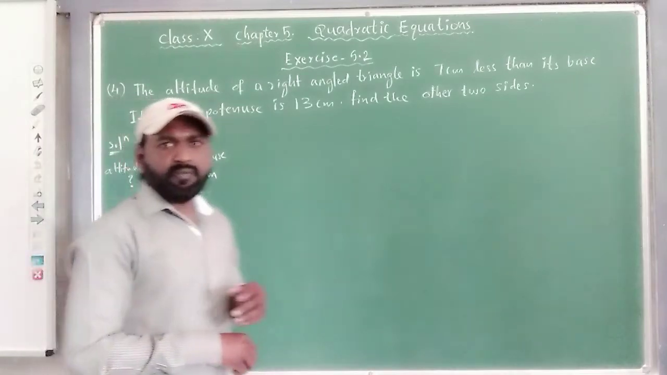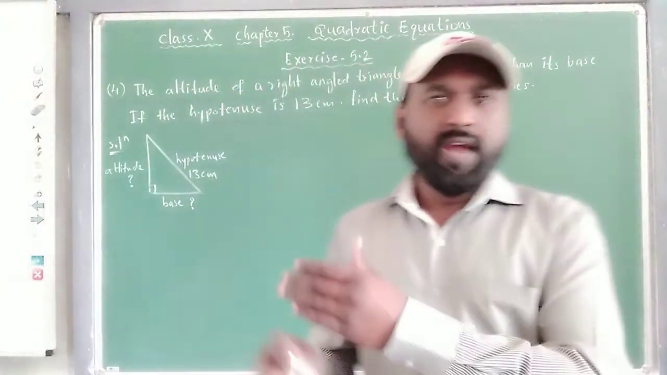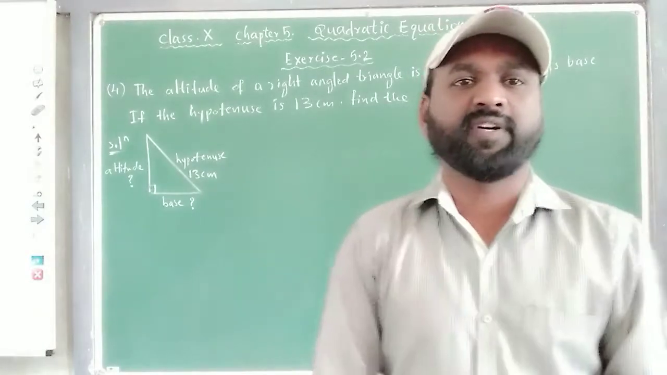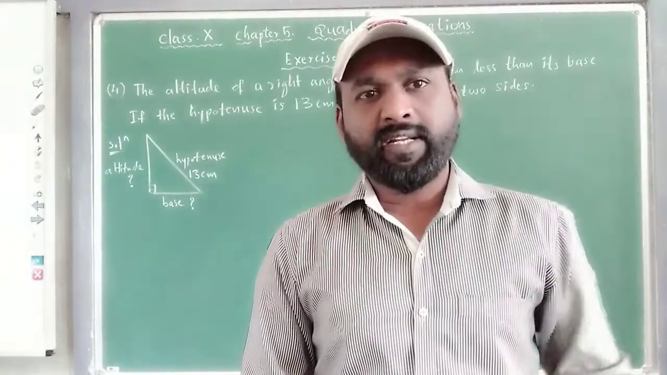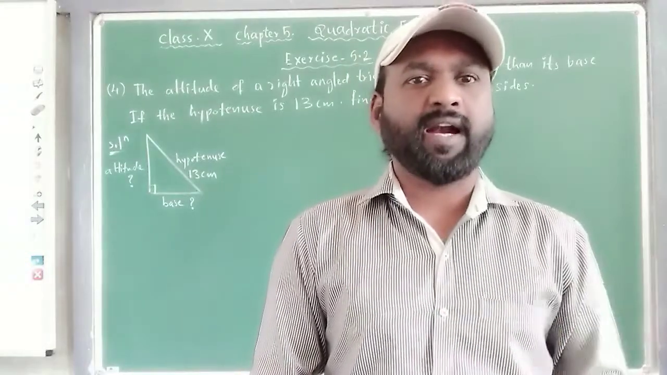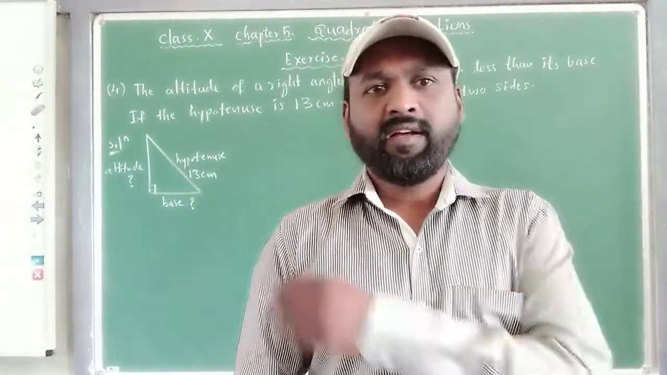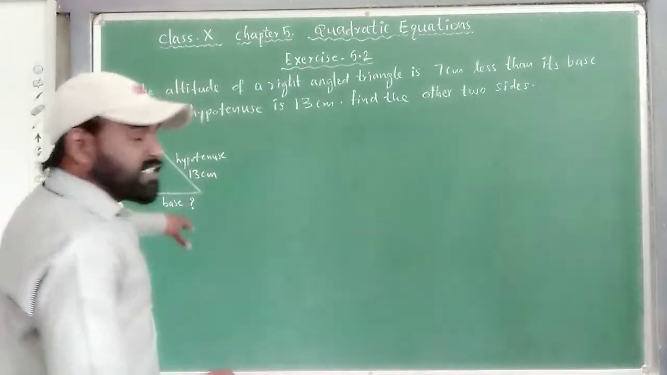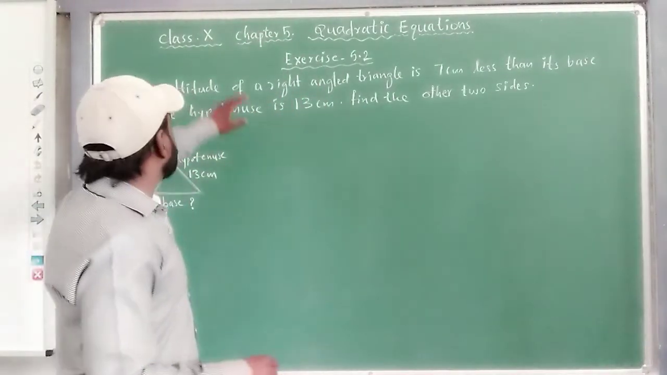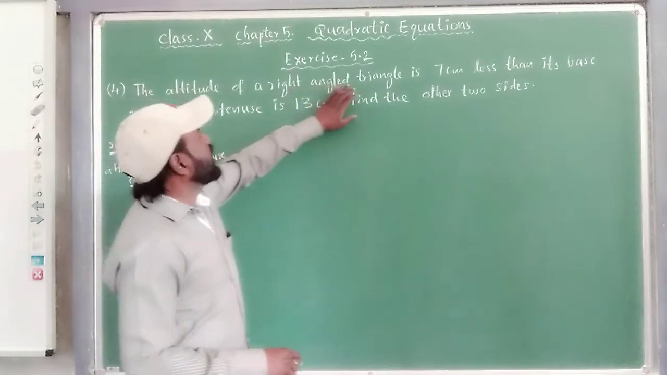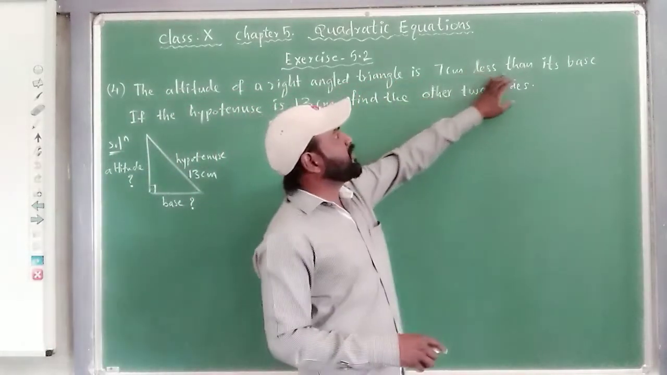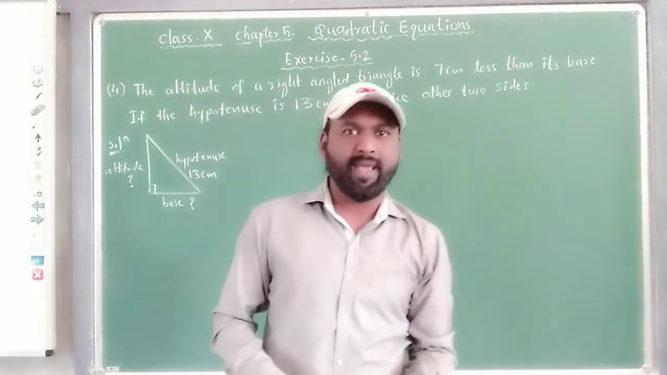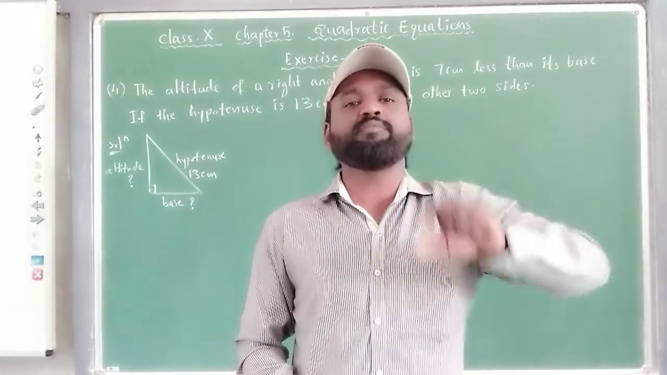So in order to find the base and altitude, we have to represent this total statement in a quadratic equation first. When you form a quadratic equation, after that you have to factorize it. You will get the values of the base and altitude. Let's start. The altitude of a right angle triangle is 7 centimeters less than its base. That means the altitude is dependent on its base. First we need to assume the base.